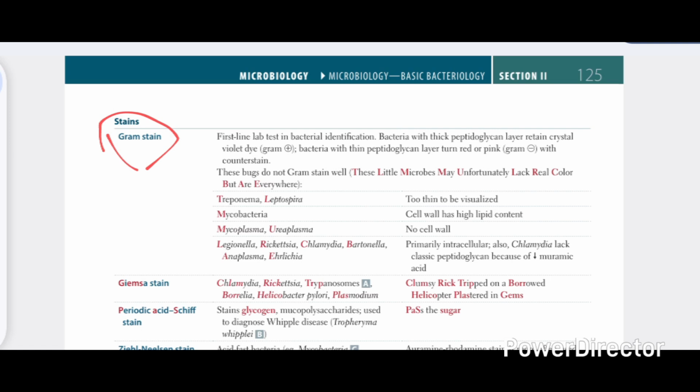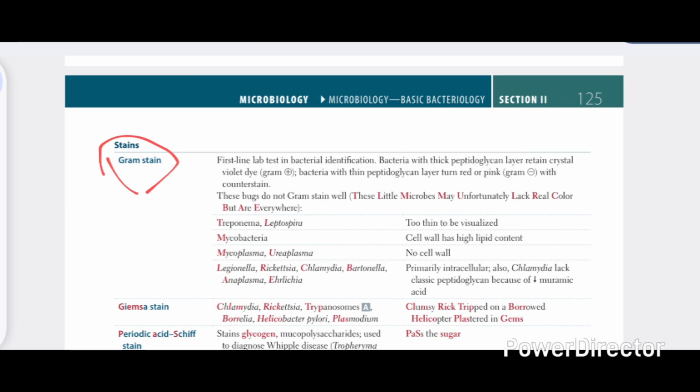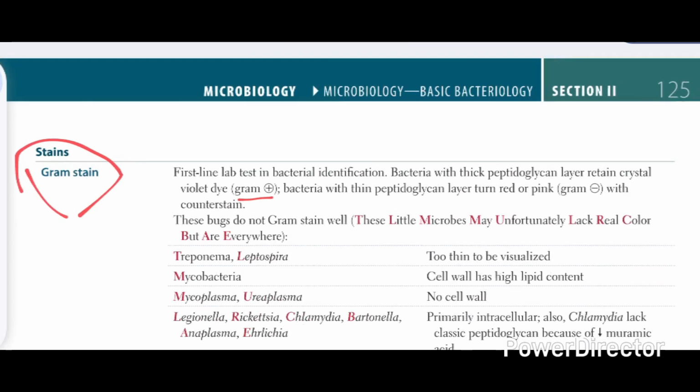Bacteria with a thick peptidoglycan layer, and we already studied that the cell wall of bacteria is made up of a peptide chain and a glycan chain, so there is a polysaccharide and a protein layer. Those bacteria having a thick peptidoglycan layer can retain the crystal violet dye within their cell walls, and these bacteria are termed gram-positive bacteria. Gram-positive bacteria stain positive with the gram stain, retaining it within their thick peptidoglycan layer.